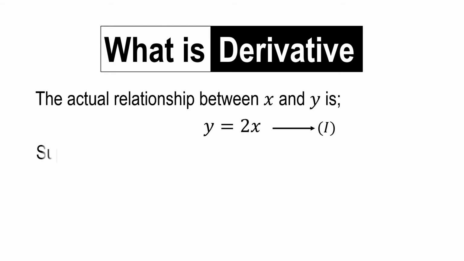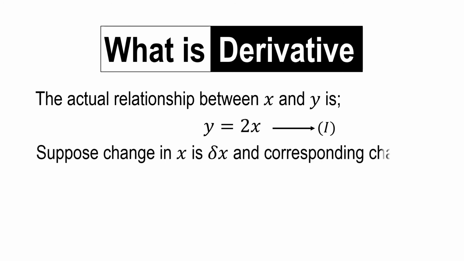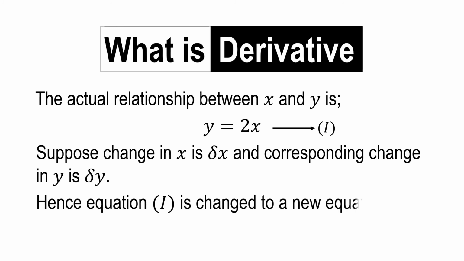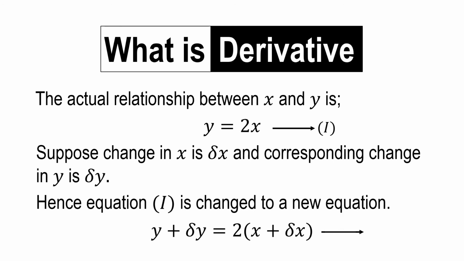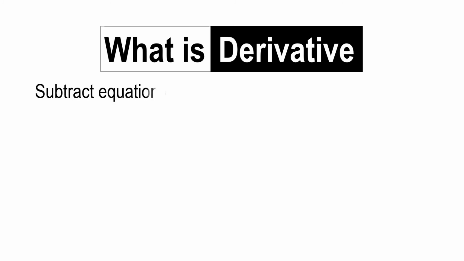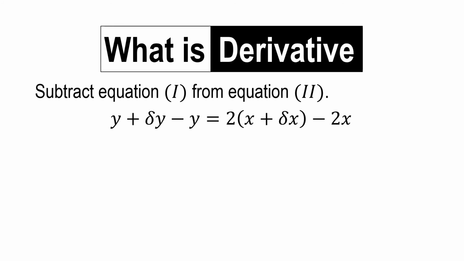Let's deal with it algebraically. The actual relationship between x and y is y is equal to 2x. Name it as equation number 1. Suppose change in x is delta x and corresponding change in y is delta y. Hence equation 1 is changed to a new equation. y plus delta y equals 2 into x plus delta x. Name it as equation number 2.